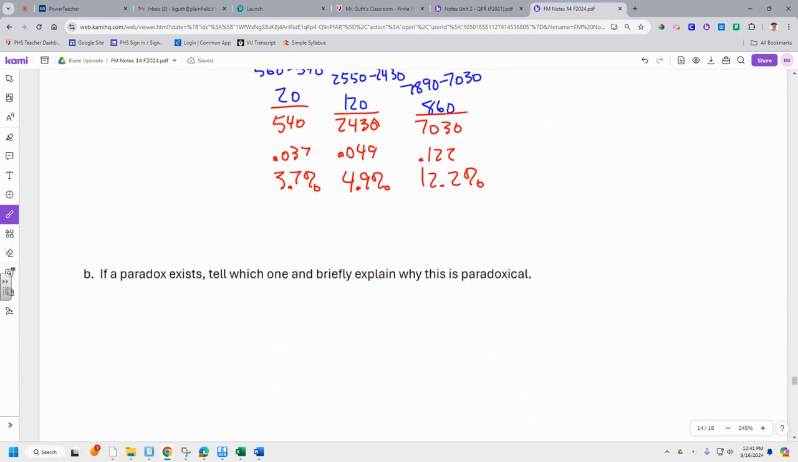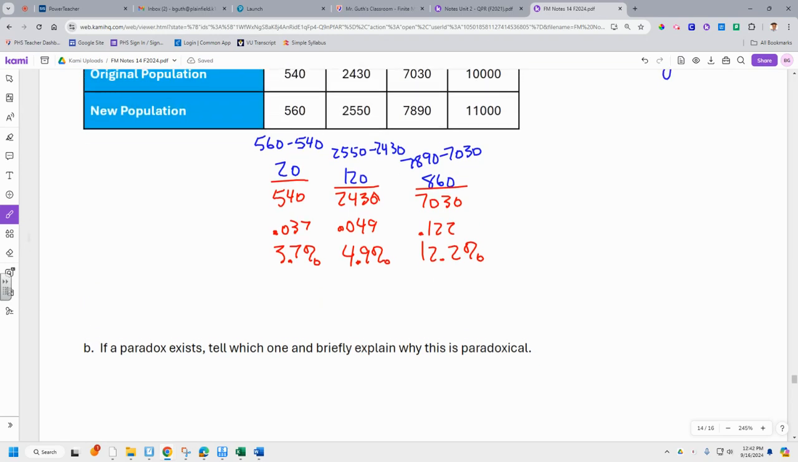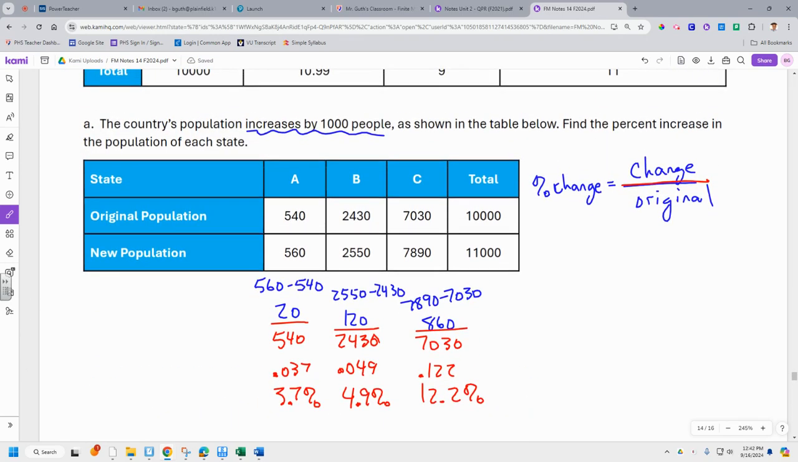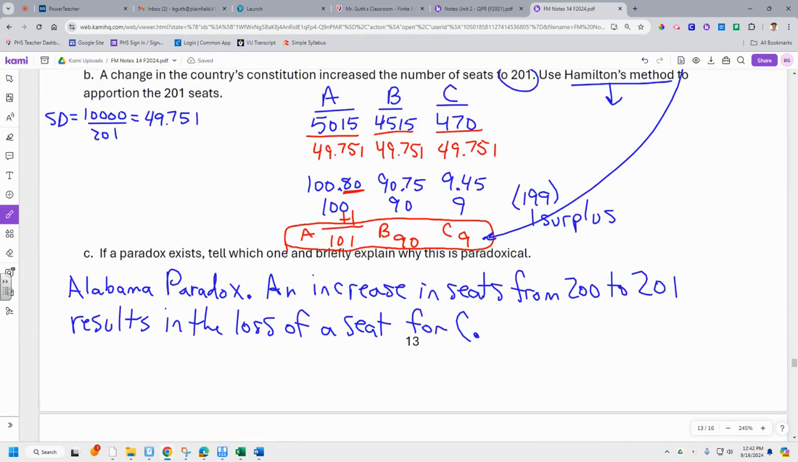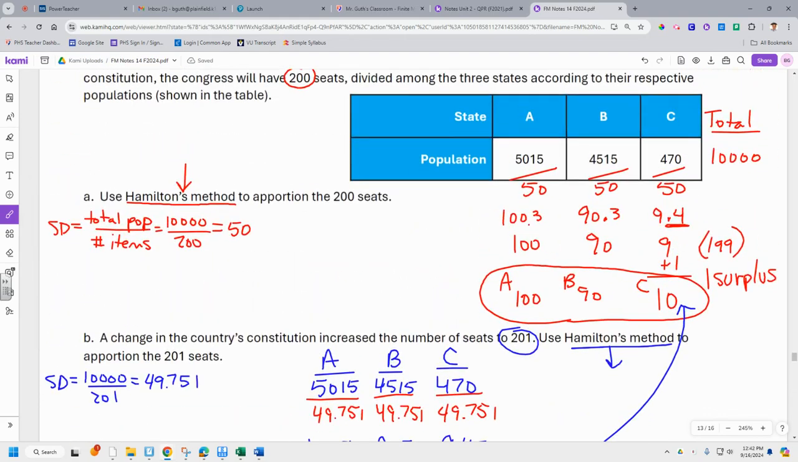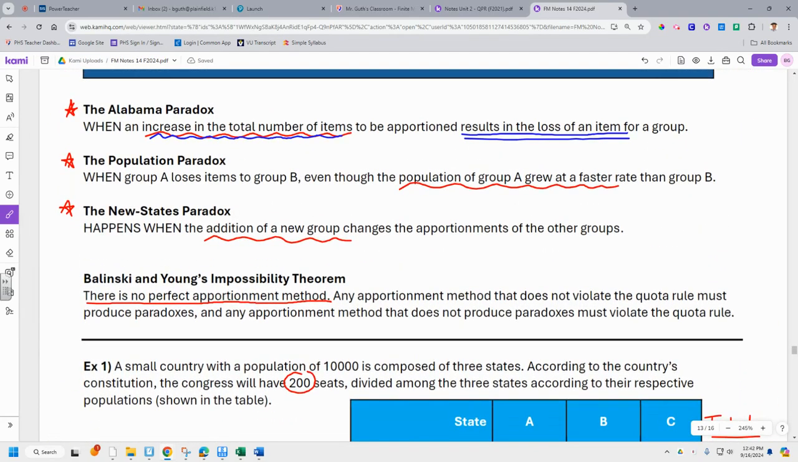Part B says, if a paradox exists, tell which one and briefly explain why this is paradoxical. So we're talking about the population increases and the percent change. Let's look back at the definitions again. Population paradox says when group A loses items to group B, even though the population of group A grew at a faster rate. So you have to think about the percent increase when you're talking about growing at a faster rate.